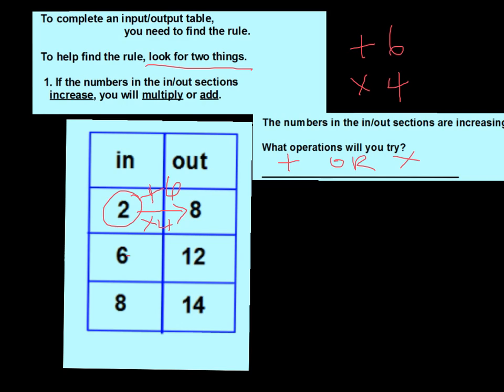Now, let's go look at our next one. We have 6. We're going to 12. So it's increasing because remember, an input-output table only has one rule. So let's try both of the numbers that we showed above. Will plus 6 work? And will times 4 work?